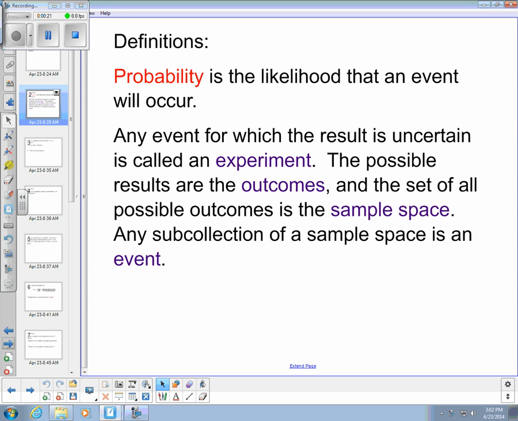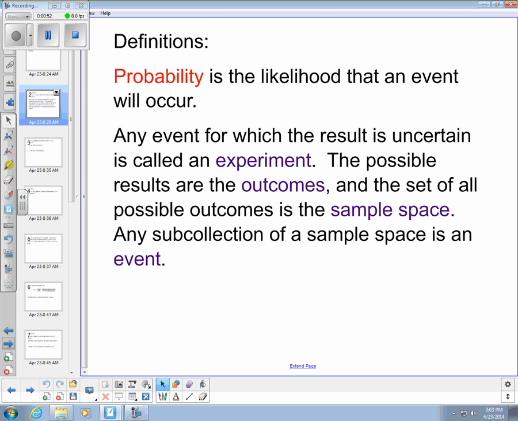Some definitions that you will need. Probability is simply talking about the likelihood that an event will occur or the chances of something happening. So all games of chance, such as blackjack, poker, all have to do with probability. Okay? When they say there's an 80% chance of rain tomorrow, that's also probability. So anything that is talking about chance of something happening is dealing with probabilities.